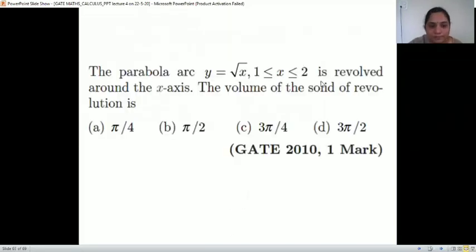Okay, next question. The parabola arc y is root x, where x is 1 to 2. We know now the limits of x. It is revolved around the x-axis. The volume of the solid of revolution is. Can you solve fast and tell me the answer? What will be the formula?